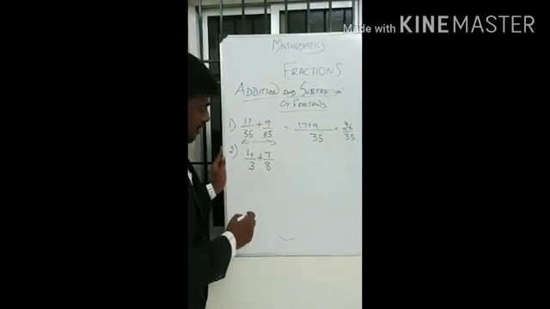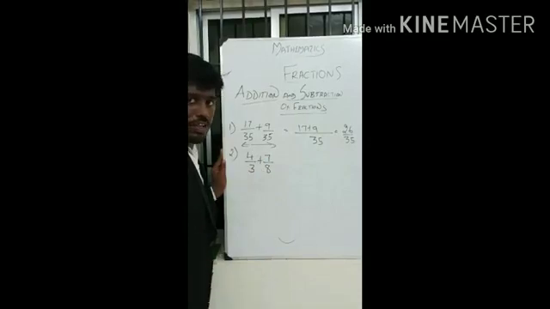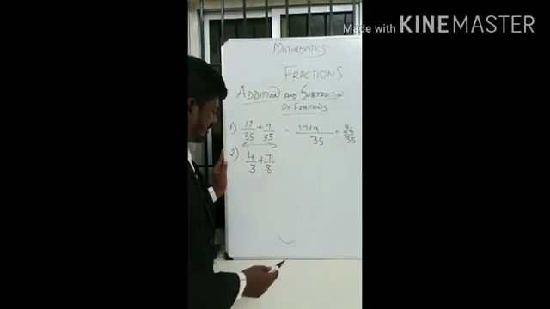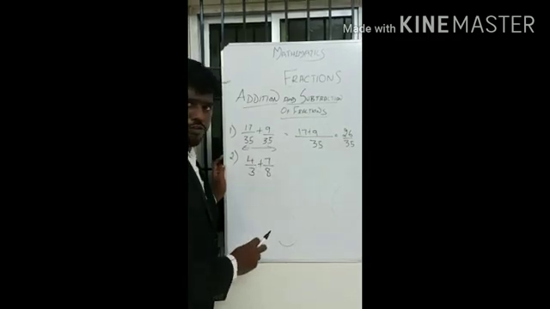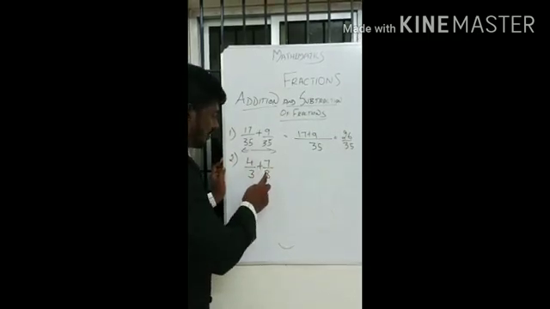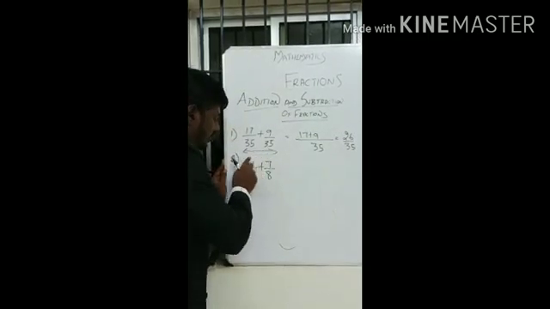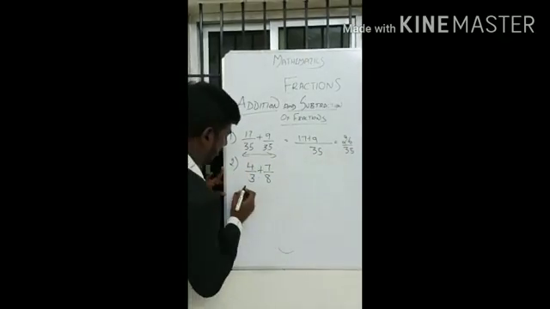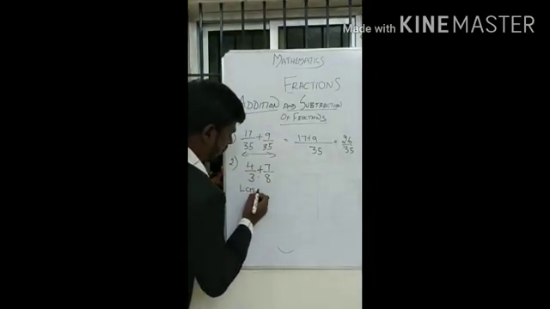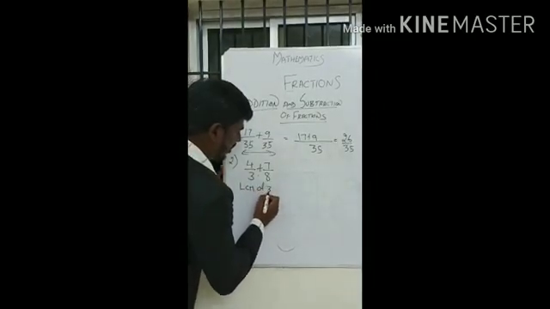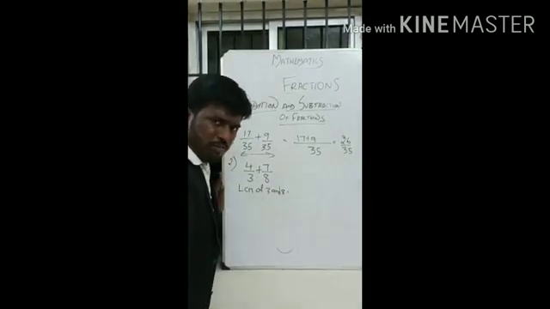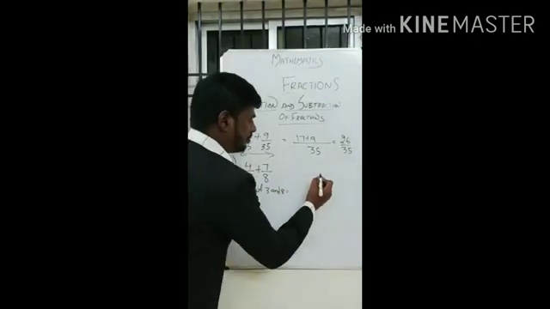So second question, 4 by 3 plus 7 by 8. So both are what? Unlike fraction. Why? The denominators are different. So to add this, first of all I want to make these two fractions into a like fraction. How, sir? We have to take LCM of 3 and 8. Do you know to take LCM? If not, listen here.